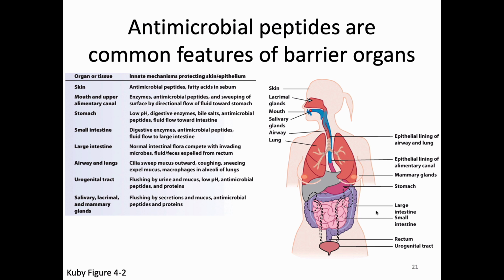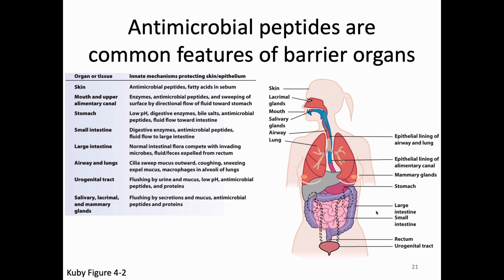So your skin has a whole lot of antimicrobial peptides on it. Your stomach is full of a whole bunch of antimicrobial peptides, as are your intestines. Your lung contains a number of antimicrobial peptides. Your urinary tract contains a lot of antimicrobial peptides. And so you've got these antimicrobial peptides in a lot of the barrier organs. And so that's one place where it's hard to say, like, what's barrier defense and what's innate?